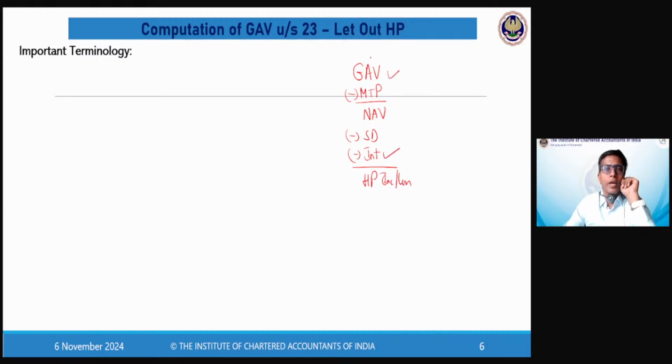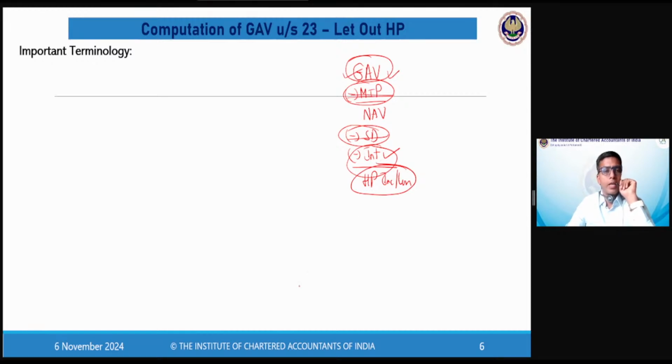Only 2 points require calculation: one is the GAV, one is the interest. Municipal tax, you just have to read the question and the conditions and decide whether it will be deducted or not. Standard deduction would be 30% flat. So for these two, there are no workings. The workings are for GAV and for interest, and after that, for finding out total HP income or total HP loss under various scenarios. So now onwards, what we are discussing relates to the practical part, henceforth till the end and in the next lecture also.